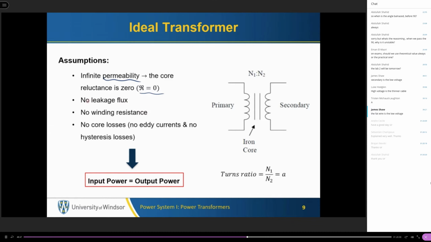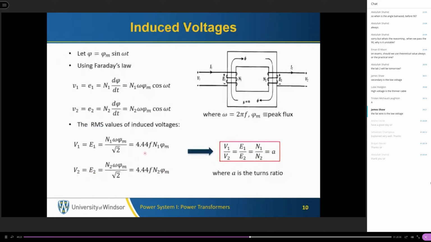It doesn't have any leakage flux, so all the flux generated by the primary side will be coupling entirely the secondary coil. Nothing is lost. We don't have any resistance for the winding. It's an ideal winding. We don't have core losses like eddy current losses or hysteresis losses. So as a result, if we consider this to be the ideal part of the transformer, the input power should be equal to the output power. And here we can define the turns ratio N1 to N2 to be a.